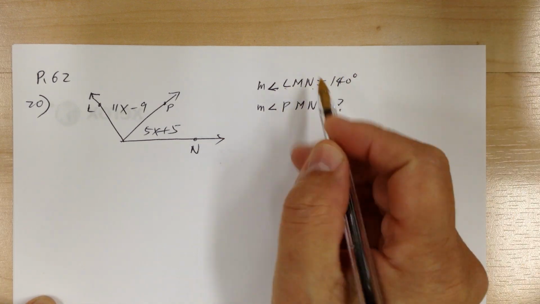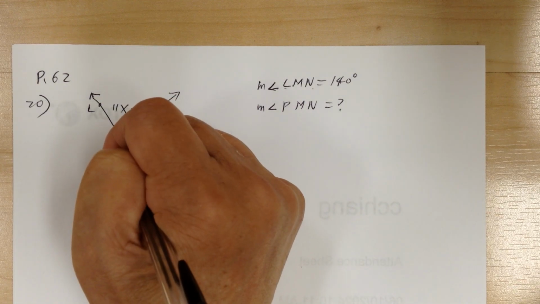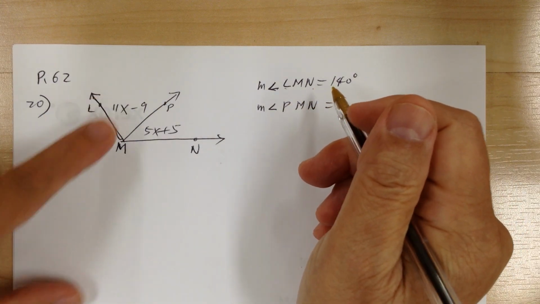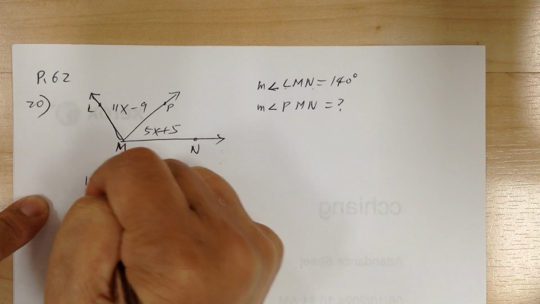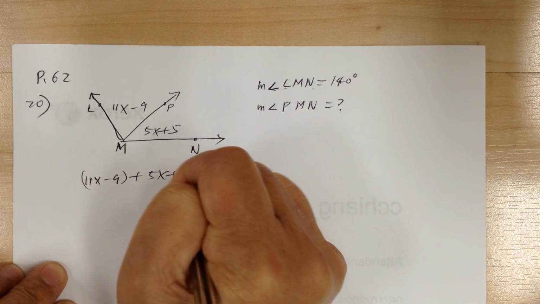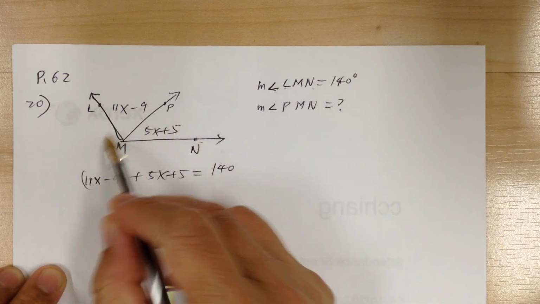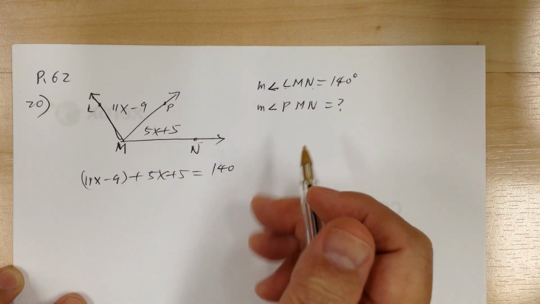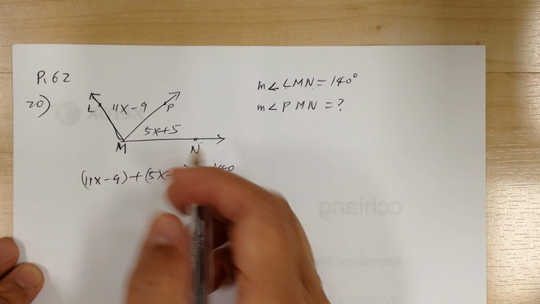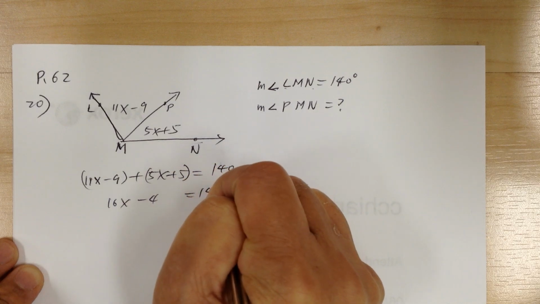So LMN, here's the M. So it's this angle right over here. So that means 11x minus 9 plus 5x plus 5 is equal to 140. Right? LMN is 140. So let's solve for x, and then after we can find that. This is this angle, this is this angle. So add this together, you get 16x minus 4 equal to 140.